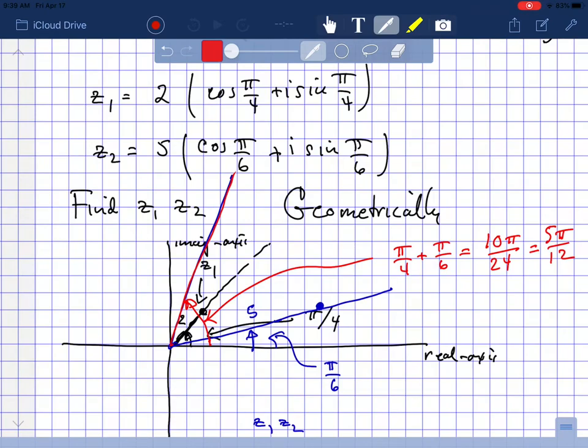And how far away is our complex number z sub 1 times z sub 2 from the origin? Well, it's going to be 2 times 5 units away. So it's going to be 10 units away. So I'm going to draw it way up here. This distance from here to here is 10 units. So here's my point, z sub 1 times z sub 2.